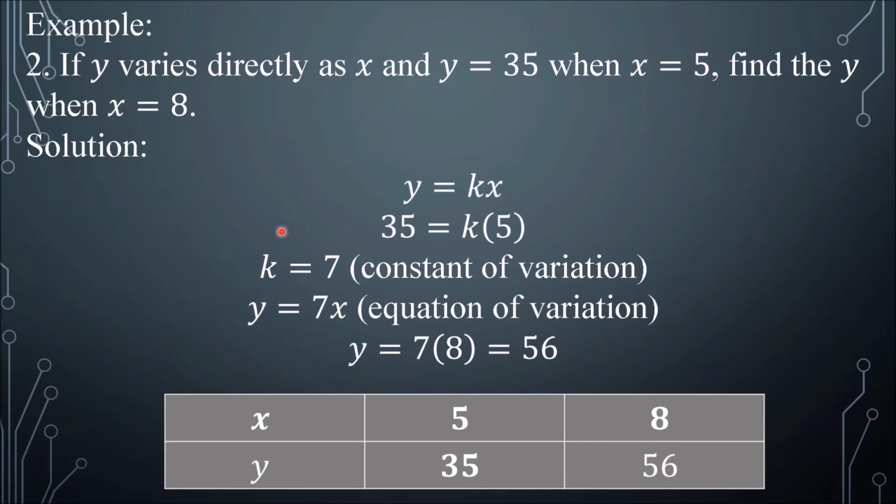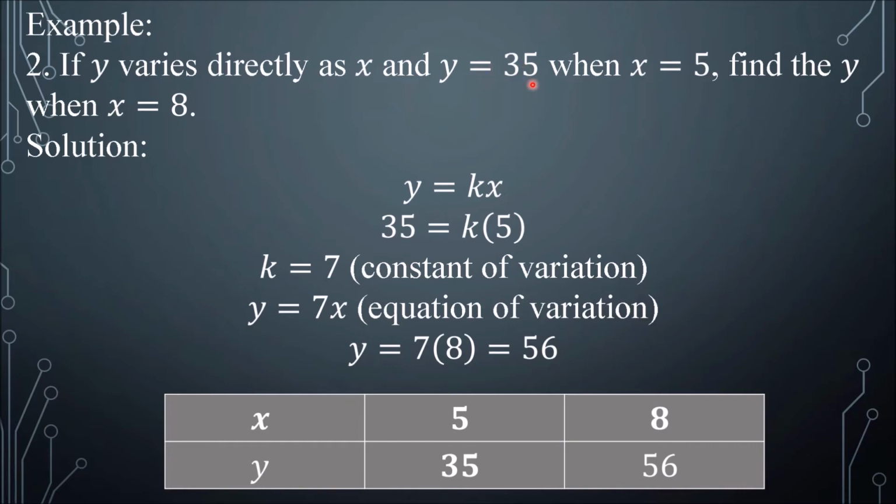Now let's have number 2. If y varies directly as x and y is equal to 35 and x is equal to 5, find y when x is equal to 8. So first, write the formula y is equal to kx because this is a direct variation, varies directly.